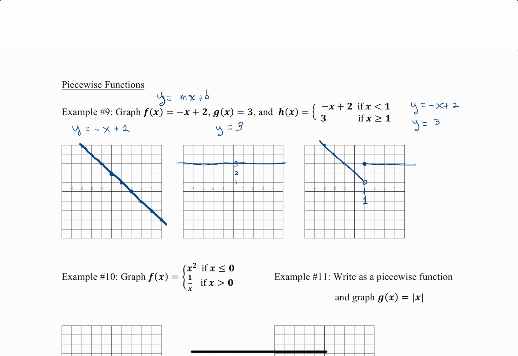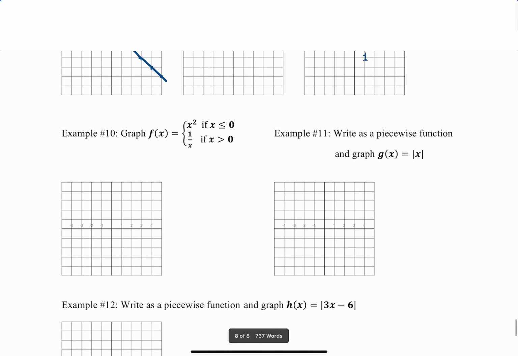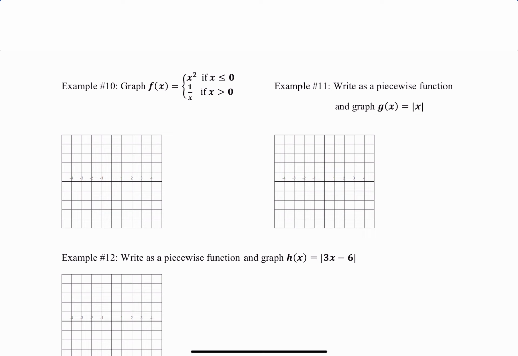Let's try another one. Let's graph f of x equals x squared if x is less than or equal to 0. So that's the familiar old x squared parabola. Looks like that. Notice I've got a closed dot at x equals 0 because this first piece of the graph includes x equals 0. It's x less than or equal to 0.